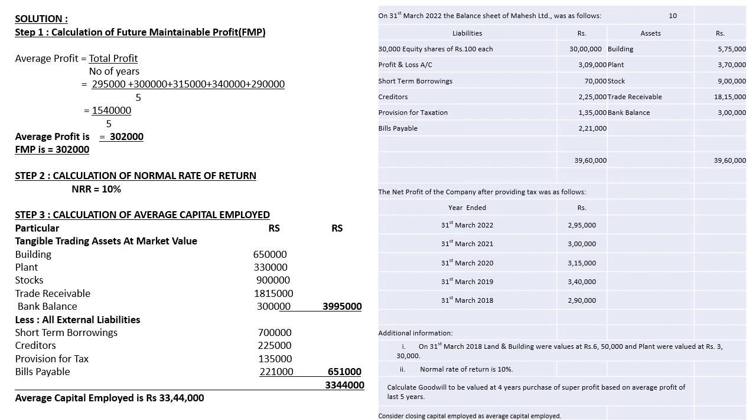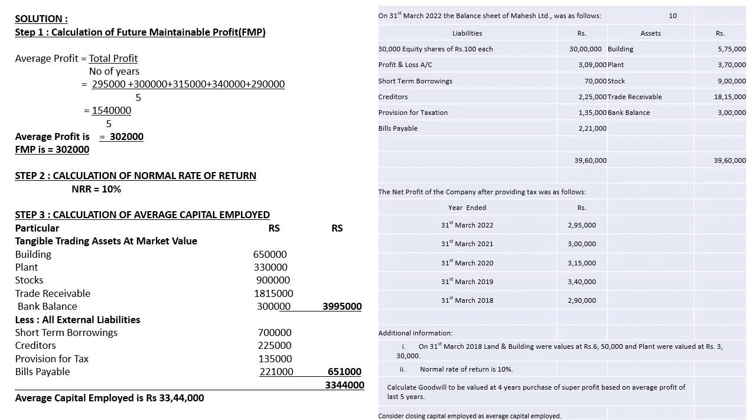So equity share we are not going to take, profit and loss we are not going to take. Short term borrowing yes, creditors yes, provision for taxation yes, bills payable yes. So short term borrowing 7 lakhs, creditors 2,25,000, provision for tax 1,35,000, bills payable 2,21,000.